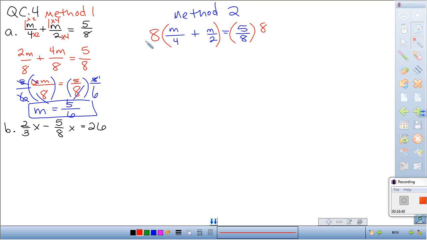Then we distribute 8 times m/4. So remember, this is 8 over 1. Change this to 8 over 1 as well. And I would, again, cross cancel. You don't have to if that step's too hard. So I'll show you the step without cross canceling.